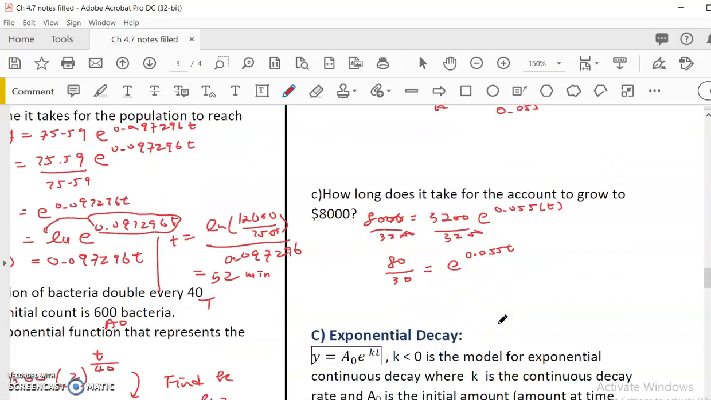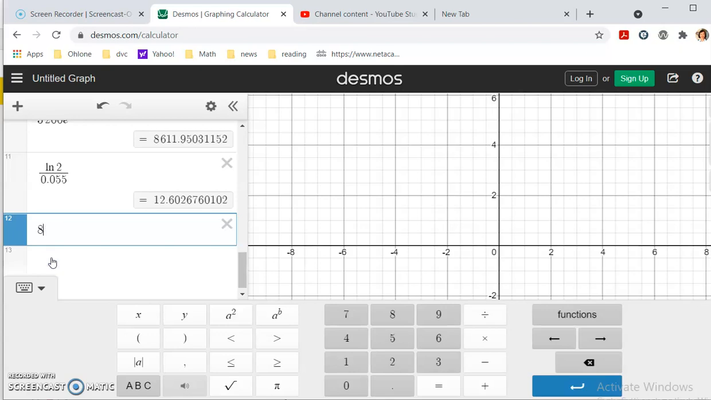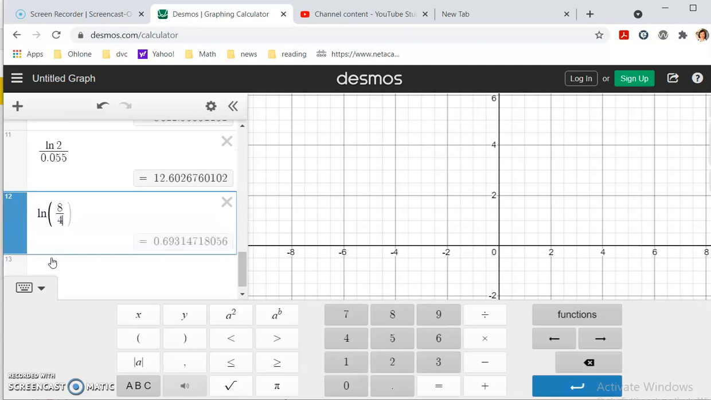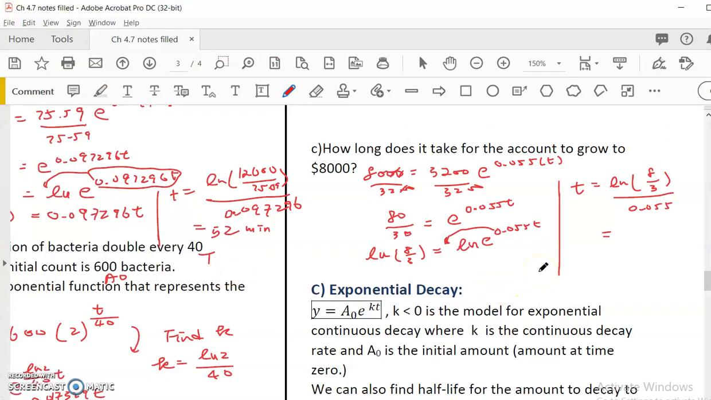So e to the 0.055 t. Again, to solve for t in the exponent, do ln because I have a base e. That means ln of 8 over 3, we can simplify more, equals ln e to the 0.055 t. Once it is behind a log, the exponent can move outside. So my t would be equal to ln of 8 over 3 divided by 0.055, and that's the time it takes for it to grow to that much. ln of 8 over 3 divided by 0.055 is 17.83 years, because the time period is years. 17.83 years for it to grow to 80,000.